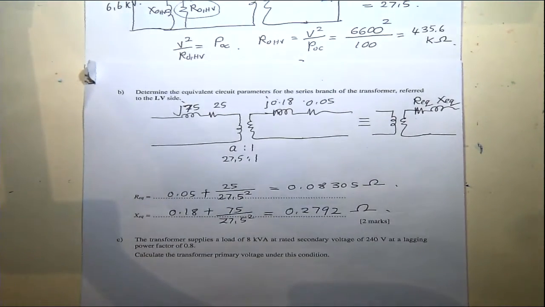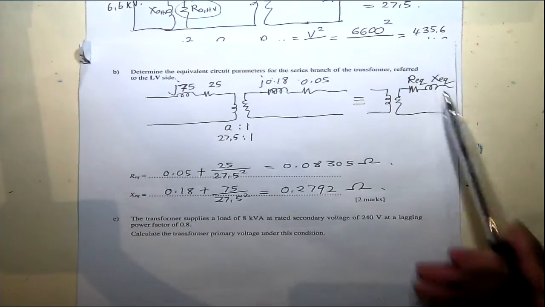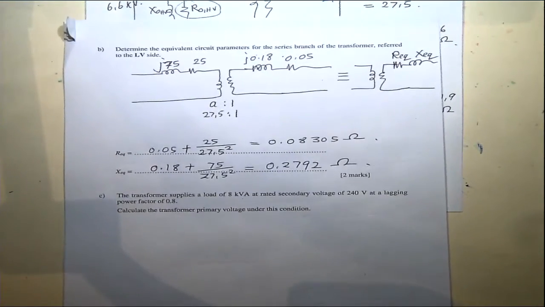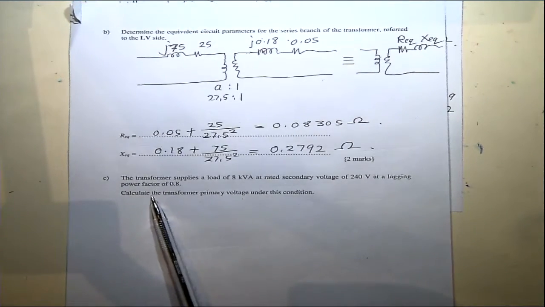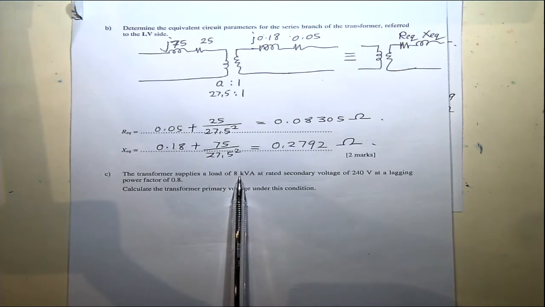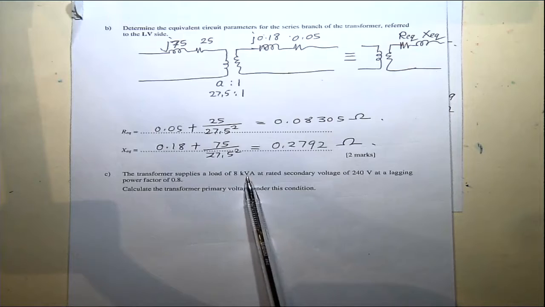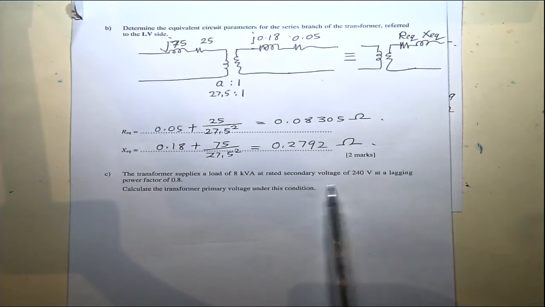That's the reactance. So we found these two values. And then the part C of that question: the transformer supplies a load of 8 kVA at a rated secondary voltage of 240 at a lagging power factor of 0.8. Calculate the transformer primary voltage under this condition.